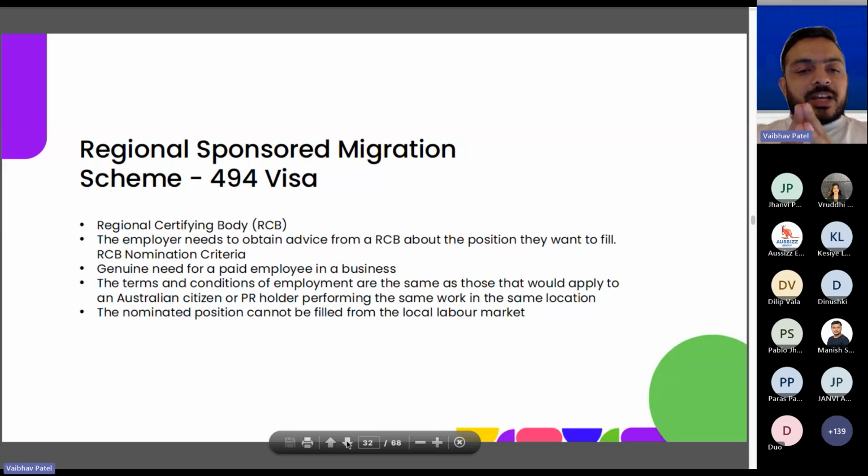The next visa is subclass 494. Here, your business that is sponsoring has to be located in regional area, and your position that is being sponsored has to be located in regional area as well. The first step is to apply for RCB. The second step is to apply for nomination, and the third step is to apply for the visa. And subclass 494, as I mentioned, is a 5 years visa.